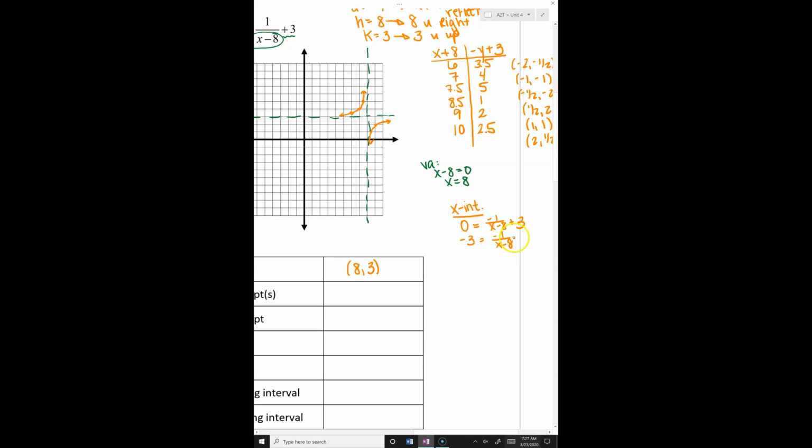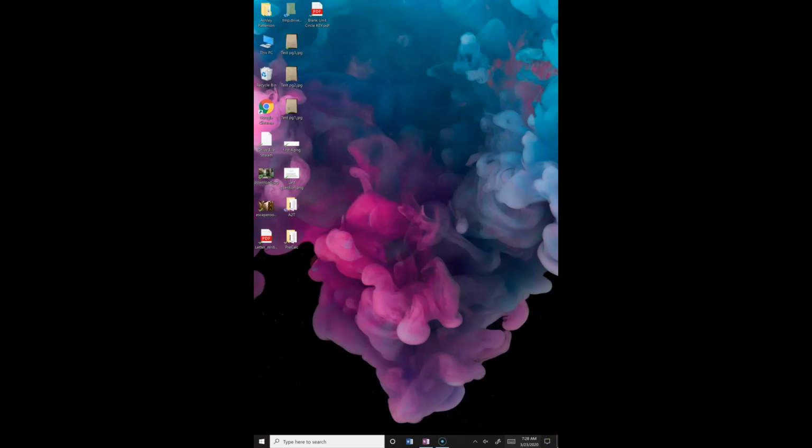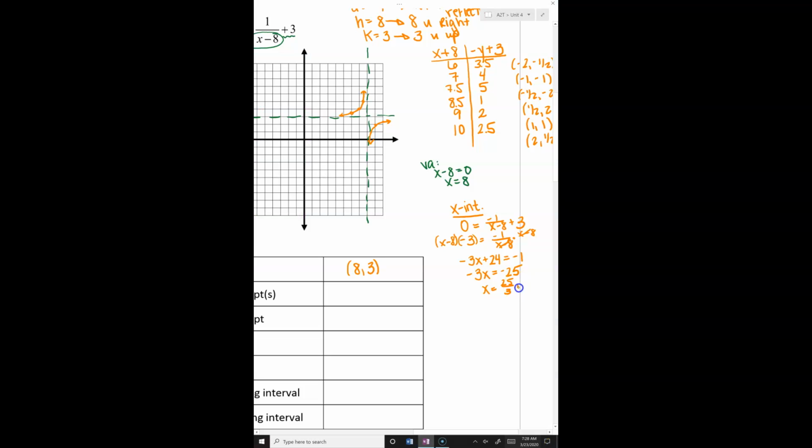And then to get that out of the denominator, I'm going to have to multiply it to both sides. So we end up with negative 3x plus 24 is equal to negative 1. Okay, and then I'm going to subtract 24 from both sides. So negative 3x is equal to negative 25, and x is equal to 25 thirds. Sweet. You can write it as 8 and 1/3 if you'd like. Doesn't really matter to me. I'm going to leave it as 25 thirds, but I am going to write it as a coordinate.